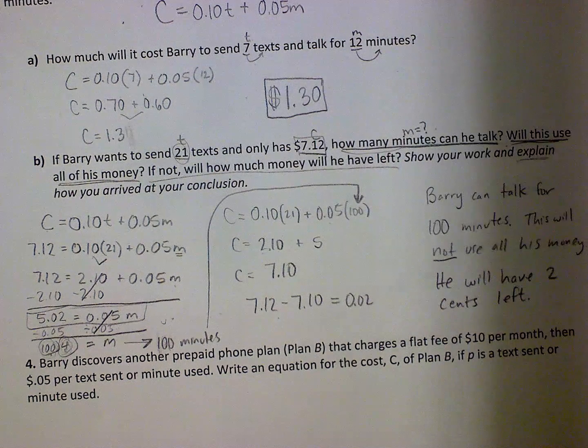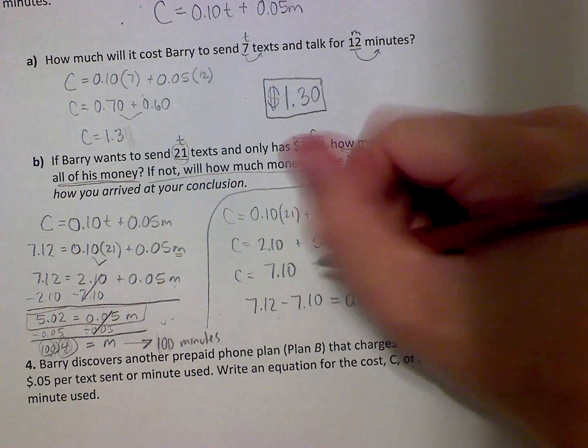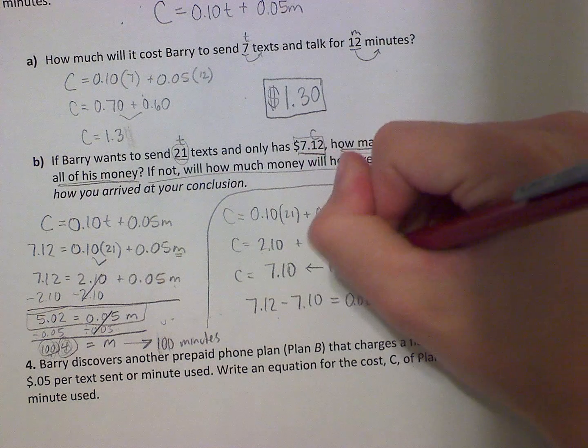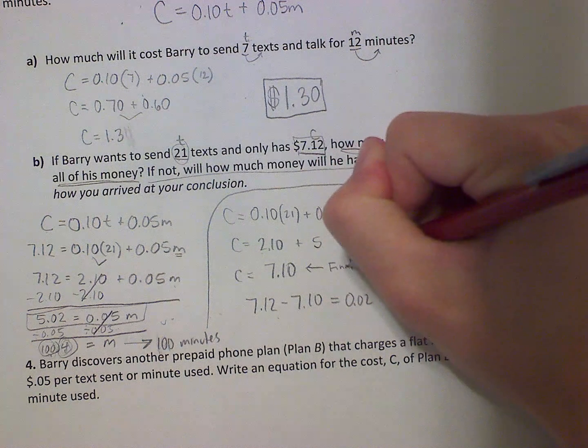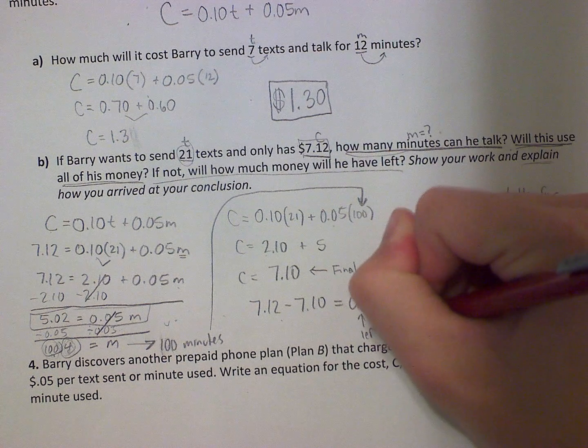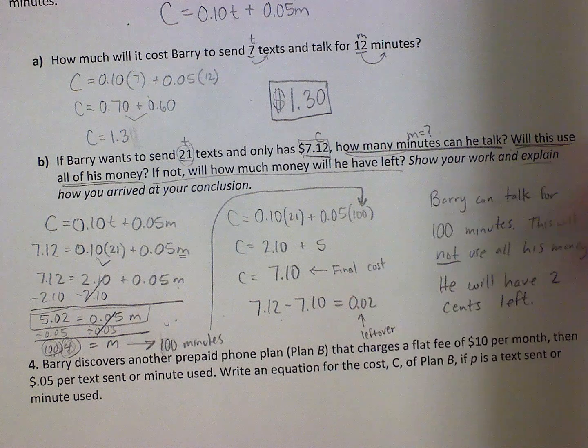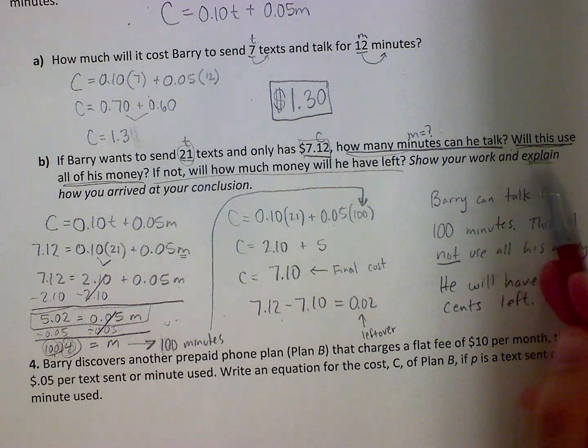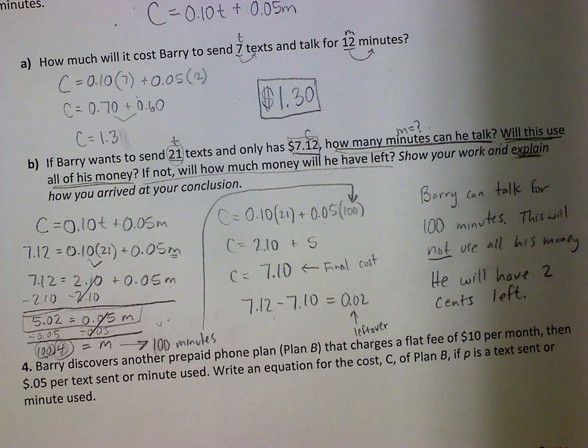Right? Here's where the 100 minutes goes. Here's the final cost. And then here's my leftover. And so just by keeping my work neat and adding a few labels here and there, I've made my explanation clear. Okay.